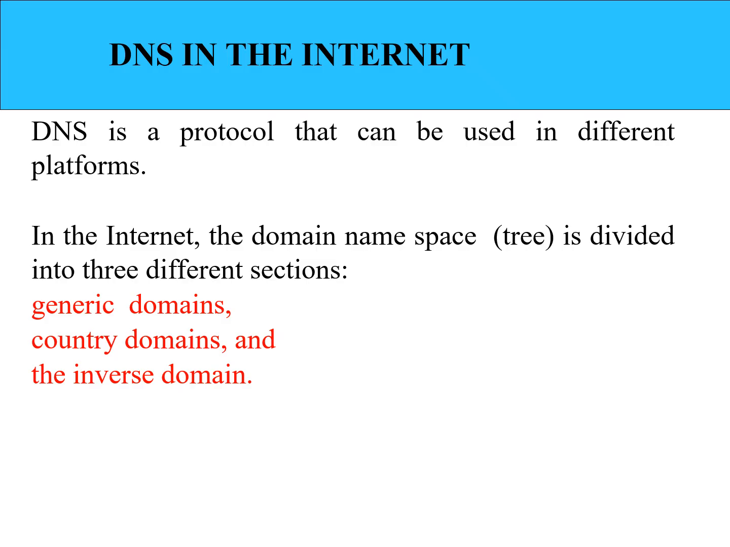Now let us look at the DNS in the internet. DNS is a protocol that can be used in different platforms. In the internet, the domain name space, that is the tree, is actually divided into three sections. First is called the generic domain, then we have the country domain, and the last one is called the inverse domain. Now let us look at what we mean by generic domain.